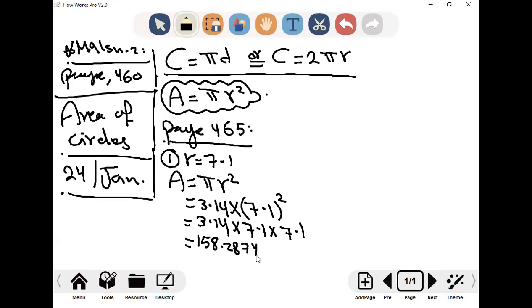The question said, round to the nearest hundredth if necessary. Where is the hundredth? The 8. We look at the number after the 8, which is 7. So we add 1 to the 8. It will be 158.29, right? And we look at the unit of the radius. What's the unit? It is meters to the power of 2, or you can say square meters. This is question 1. Is it clear? Done. Question 2.